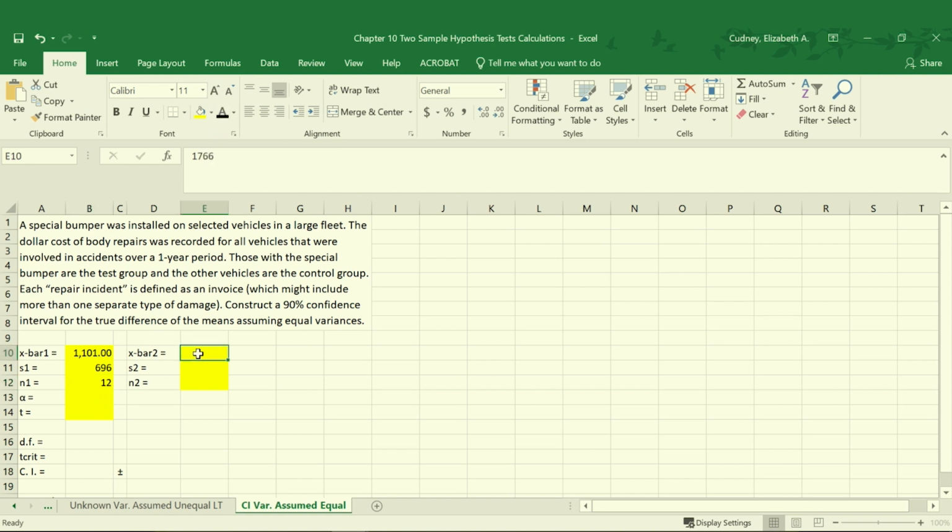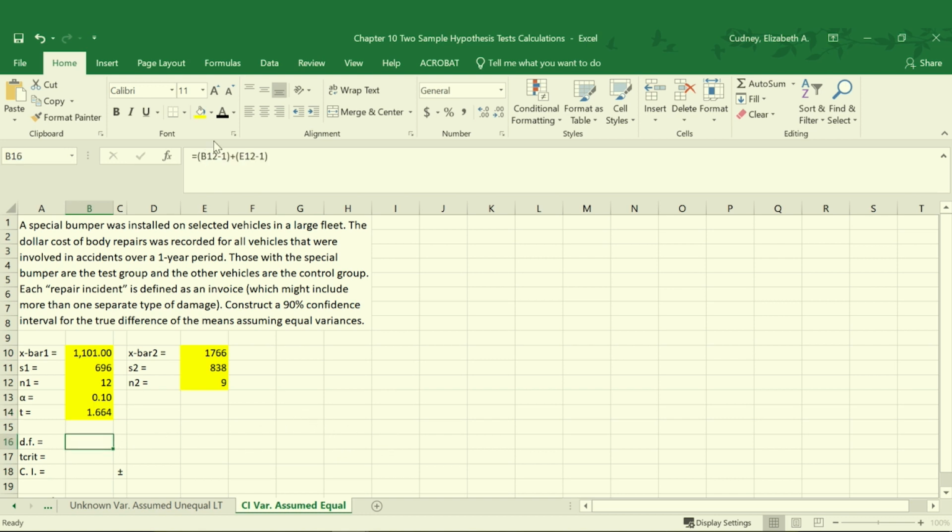And then for sample 2, we're going to assume an average of 1,766, a standard deviation of 838, and a sample size of 9. For our alpha value, since we're looking at a 90% confidence interval, we'll have an alpha value of 0.1. And then our t value would equate to 1.664. So we would know that given the value of our alpha value.